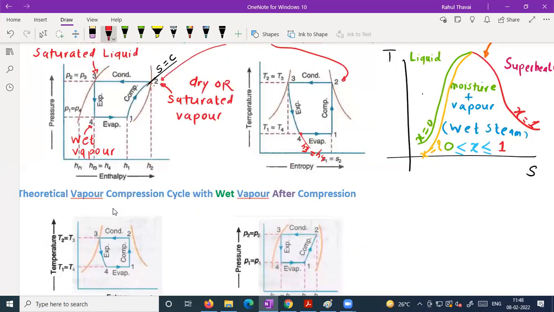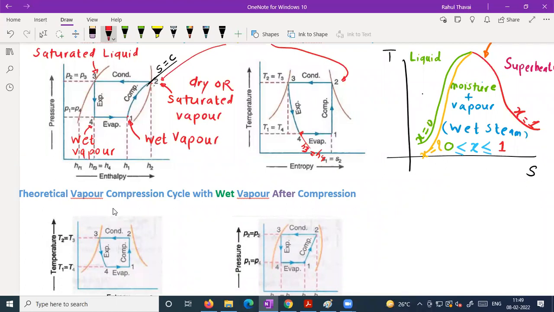At point number 4, we have wet vapor. When you supply this wet vapor to the evaporator, it gets further evaporated so as to reach point number 1. Same you can observe here. At point number 4, we have wet vapor, and when we supply it to the evaporator it gets evaporated. At point number 1, again we are getting wet vapor.